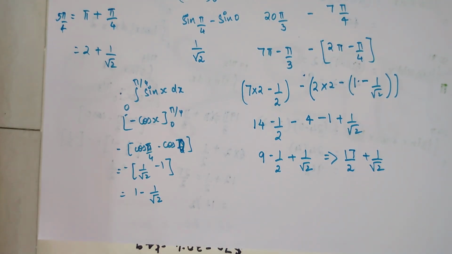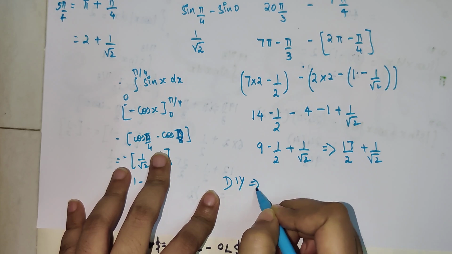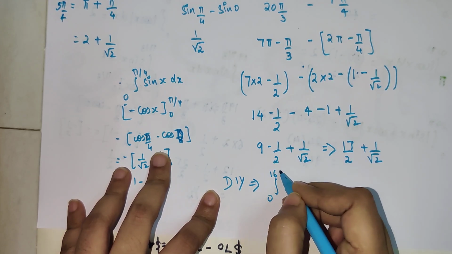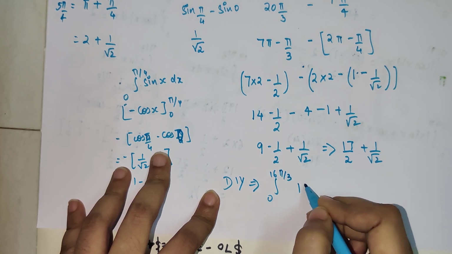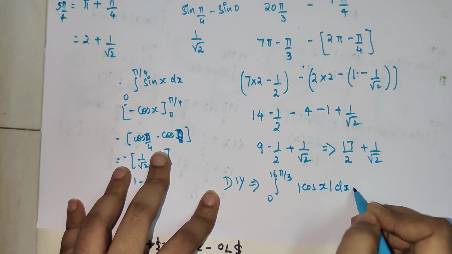Now students, coming to the point of your do it yourself question. Tell me what is the answer of the integral from 0 to 16 pi by 3 of mod of cos x dx.